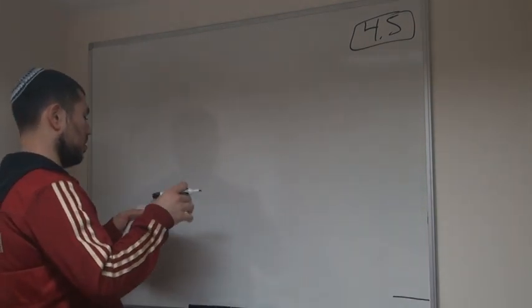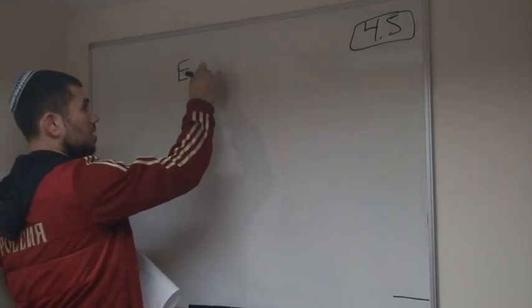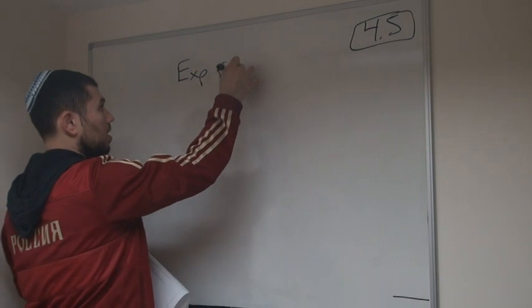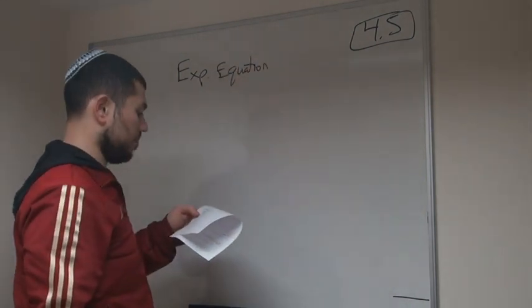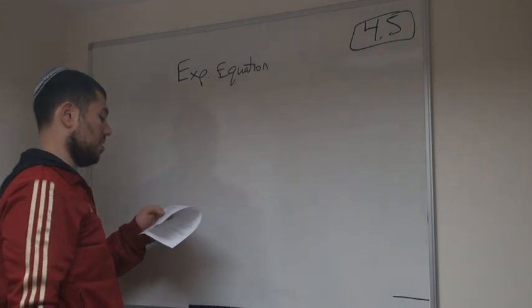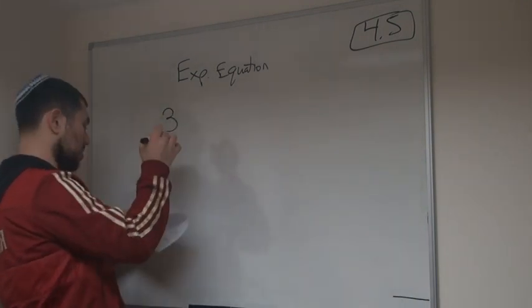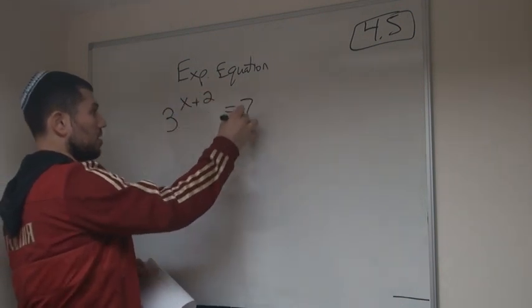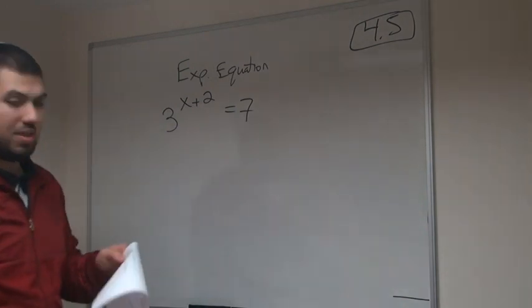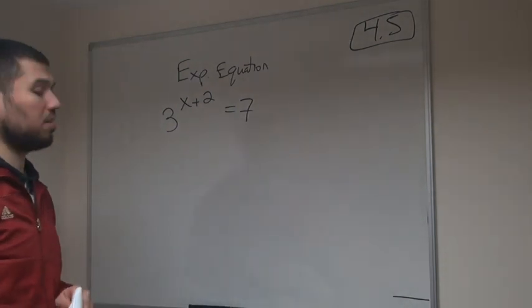So what's an exponential equation? An example, something like, let's just have 3 to the x plus 2 equals 7. So how would we solve 3 to the x plus 2 power equals 7?